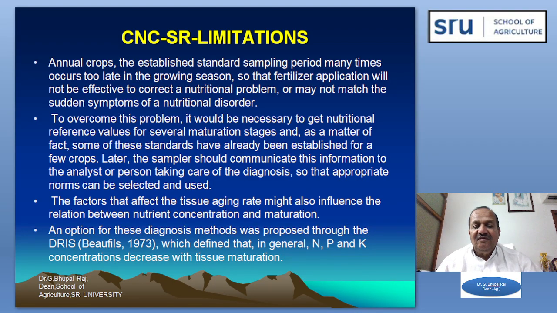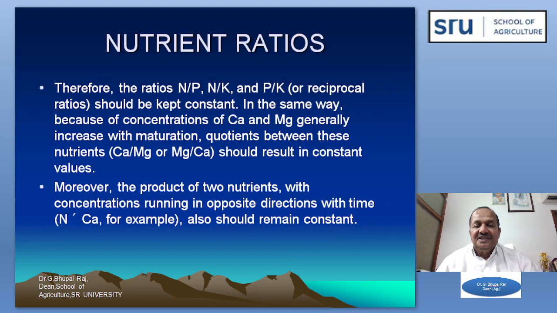It was developed by Beaufils in 1973, who defined that, in general, nitrogen, phosphorus, and potash concentrations decrease with tissue maturation. So, nutrient ratios. Earlier, what we have done was take care of a particular nutrient, whether it is below the reference level, whether it is deficient, and use that to decide the correction methods. But there are some nutrients which do not show symptoms on the crop, yet there may be hidden hunger, reducing the yields. So later on, the importance of nutrient ratios has been raised.